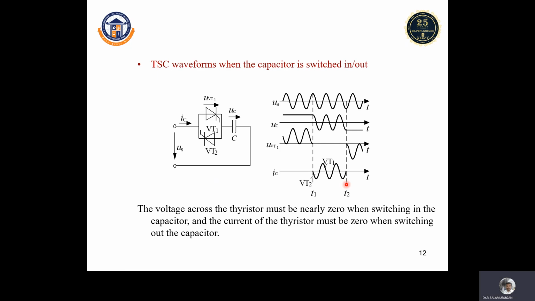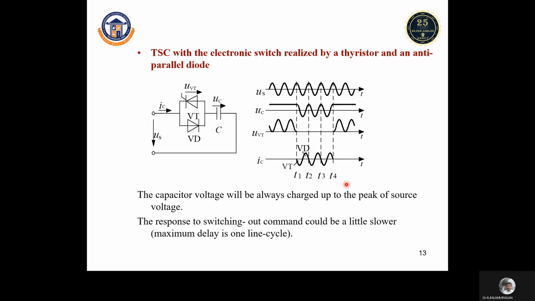Next, this is the next circuit with a connection with the capacitor. You can see the output waveforms also, which is used as an electronic switch. Here we are using this as an electronic switch with respect to the diode.